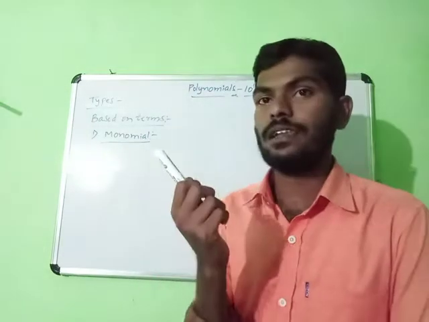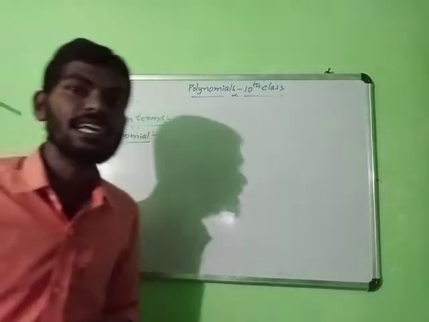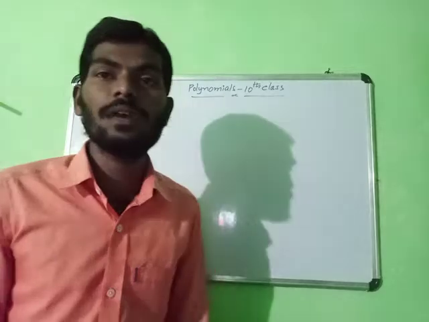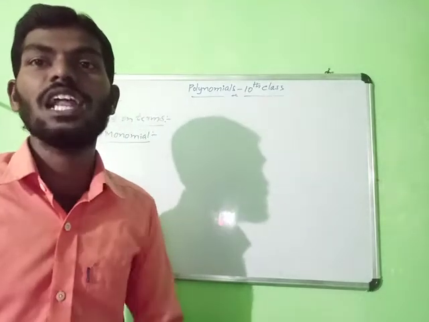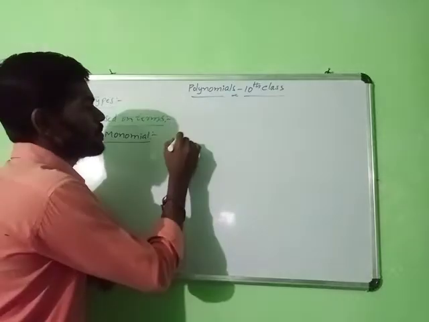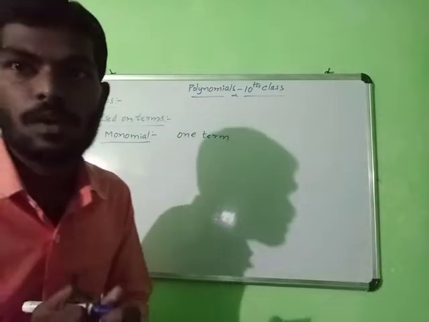Now, what is a monomial? If any polynomial or expression contains only one term, it is called a monomial. How many terms? One term. One term is called a monomial.